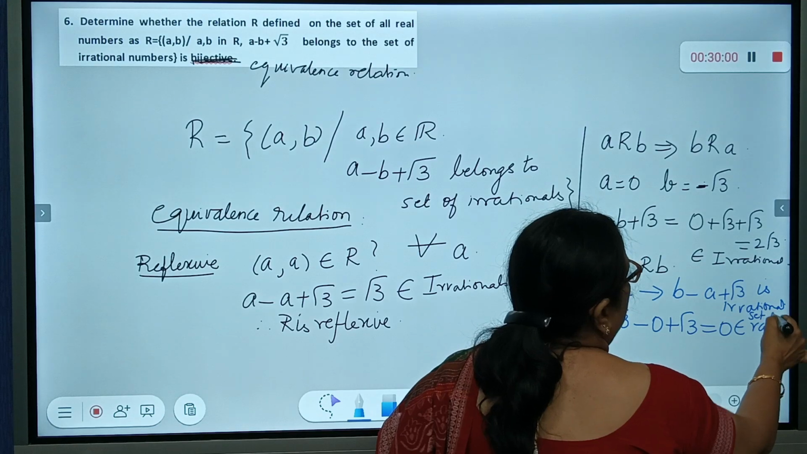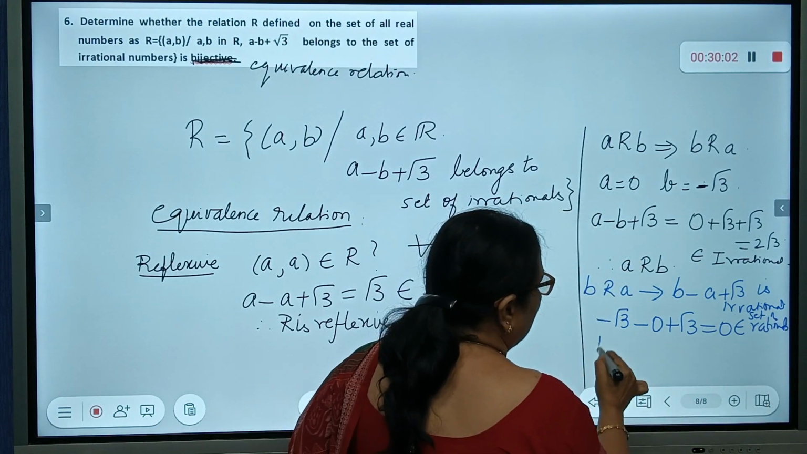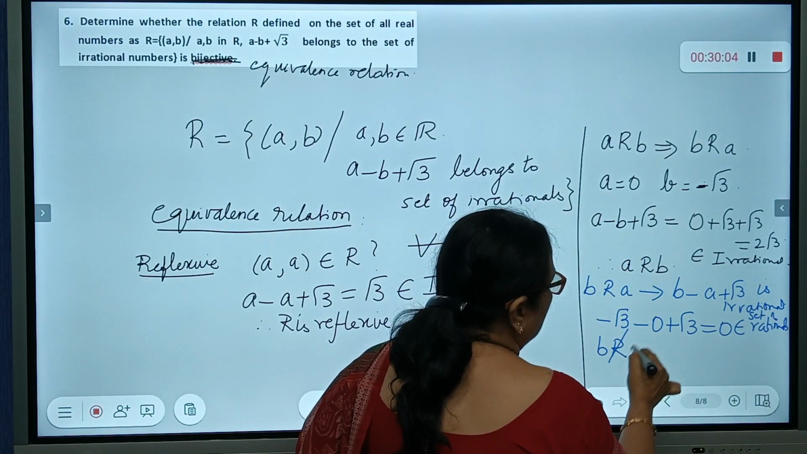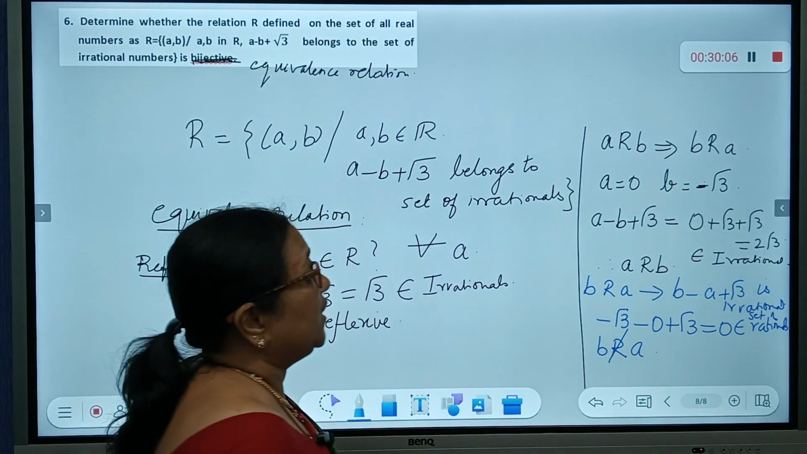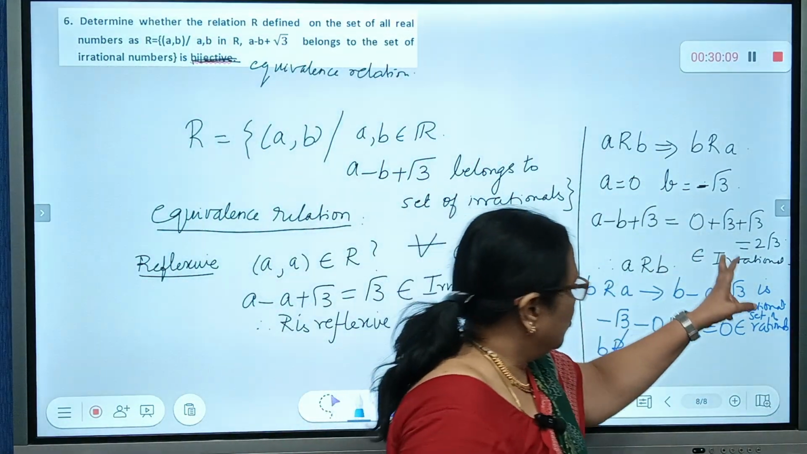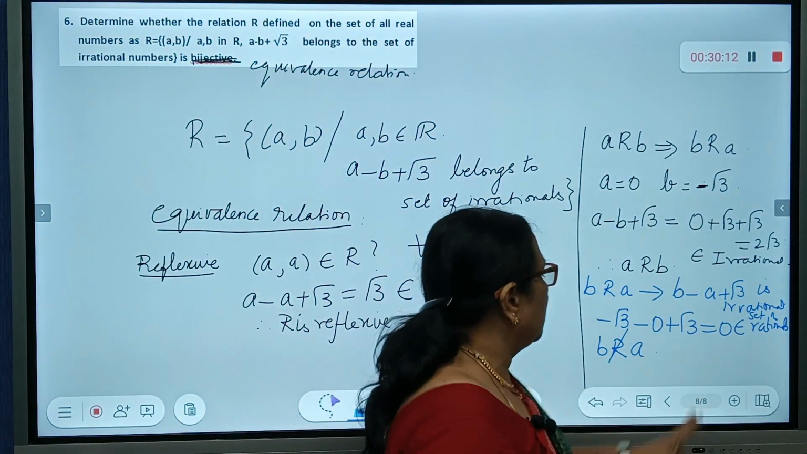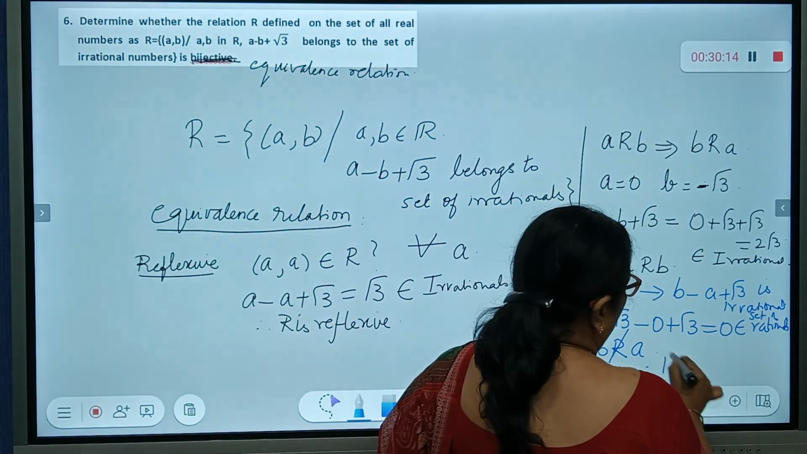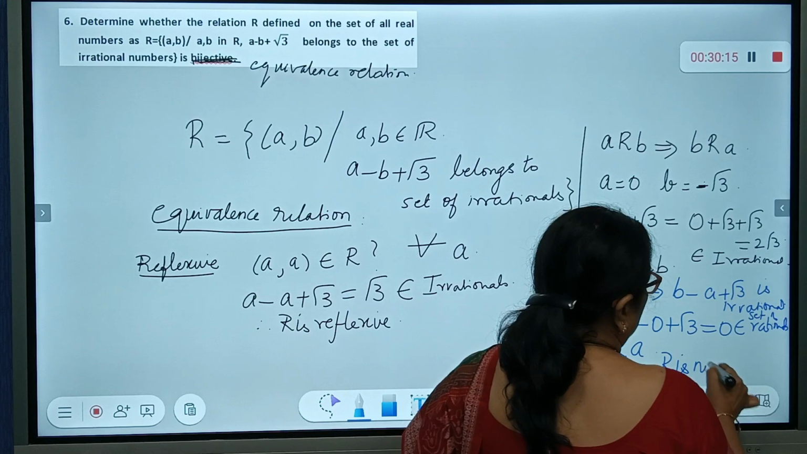Set of rationals. So B is not related to A. When will it be related? Only if it were irrational. So A is related to B, B is not related to A, therefore R is not symmetric.